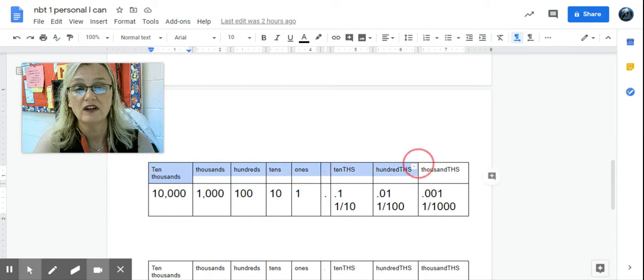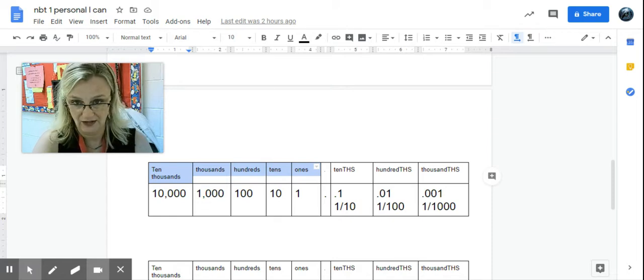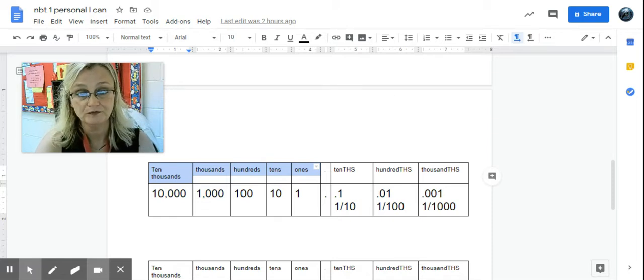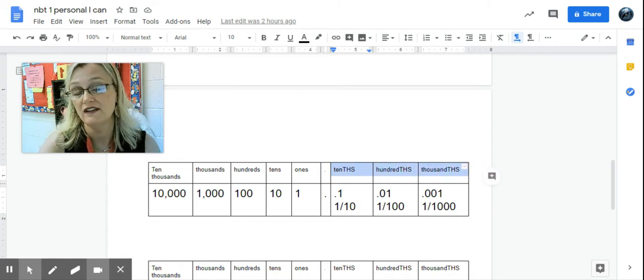Here is a reminder of your place values. You learned this last year: ones, tens, hundreds, thousands, 10,000s. Everything to the left of the decimal. This year we will also be concentrating on the right of the decimal. Again, they all end in THS. Tenths, hundredths, thousandths, 10,000ths.